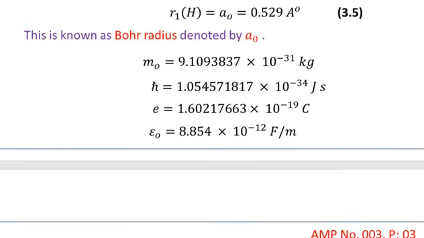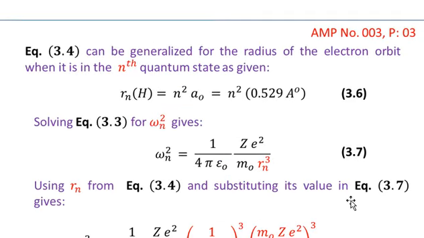So we can write Rn, the orbital radius of the electron in the nth state of the hydrogen atom, equal to n square times A naught, and that is equal to n square times the numerical value of A naught, which is 0.529 angstrom. So you see that in equation number 3.6, you can put the value of any quantum state, and then you can find the corresponding radius as given by equation number 3.6.